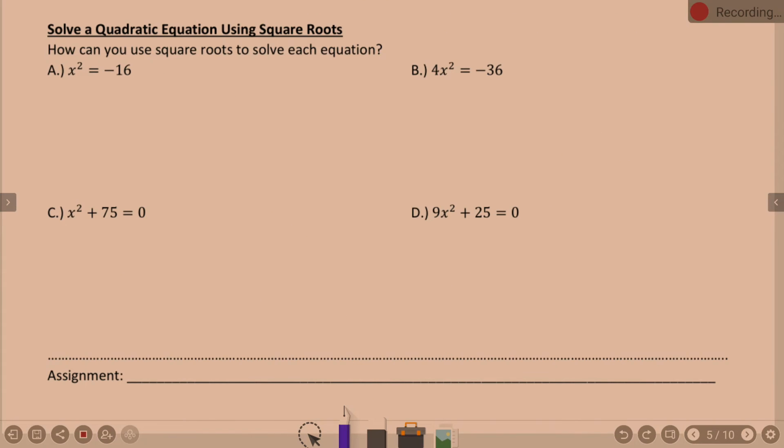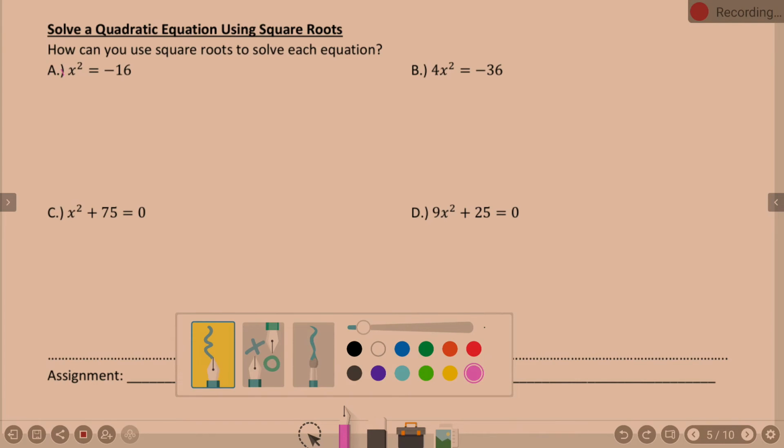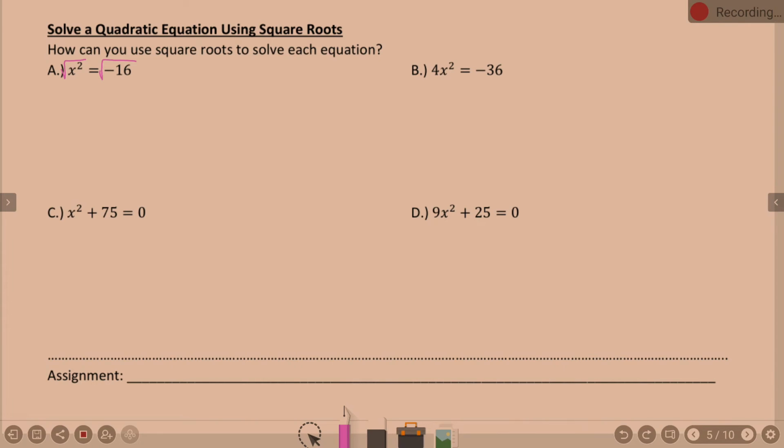The question is, how can you use square roots to solve each equation? We're going to do more of this as the chapter goes along. But x squared equals negative 16. Our goal is to solve for x. How do we solve for x when there's an x squared? Square root, right? When you have just an x squared and a number, one option is to get the x squared by itself, move the number to the other side if you need to, and take the square root. If you take the square root of the left, you take the square root of the right. What is the square root of x squared? It's x.